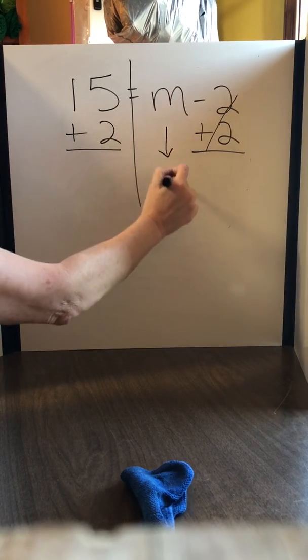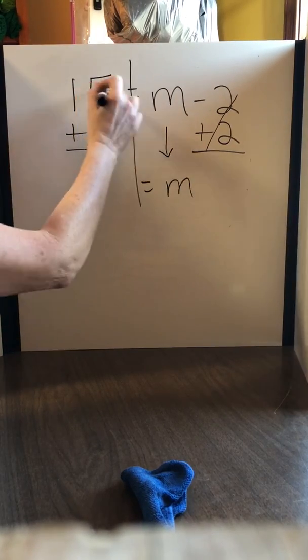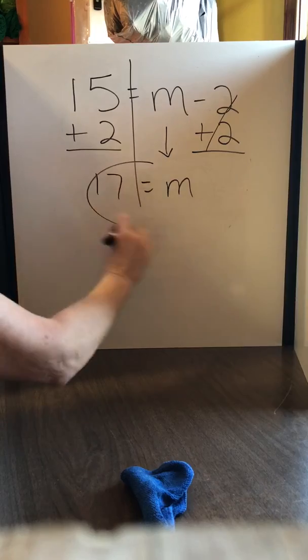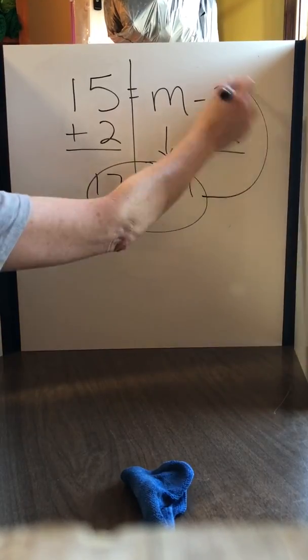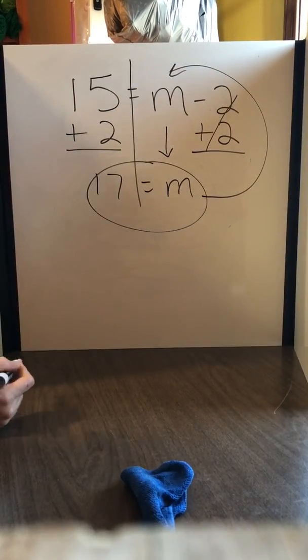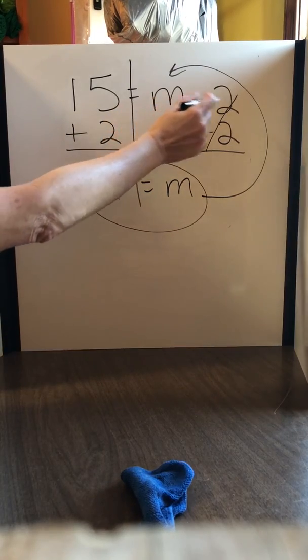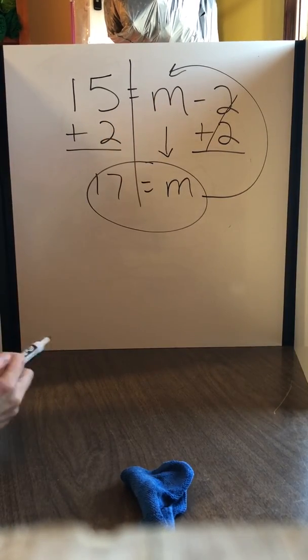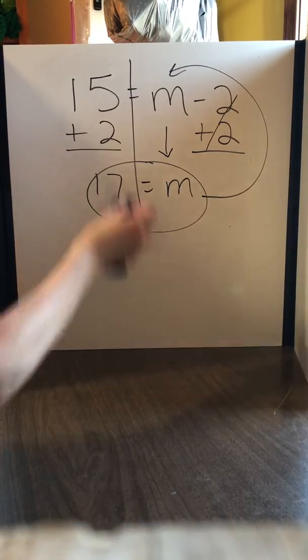That leaves me right here with my m equals 15 plus 2 is 17. I can test that by taking that 17, putting it back where the m is. 17 minus 2 would give me 15 on that side, and 15 equals 15 is correct. I've done it correctly.